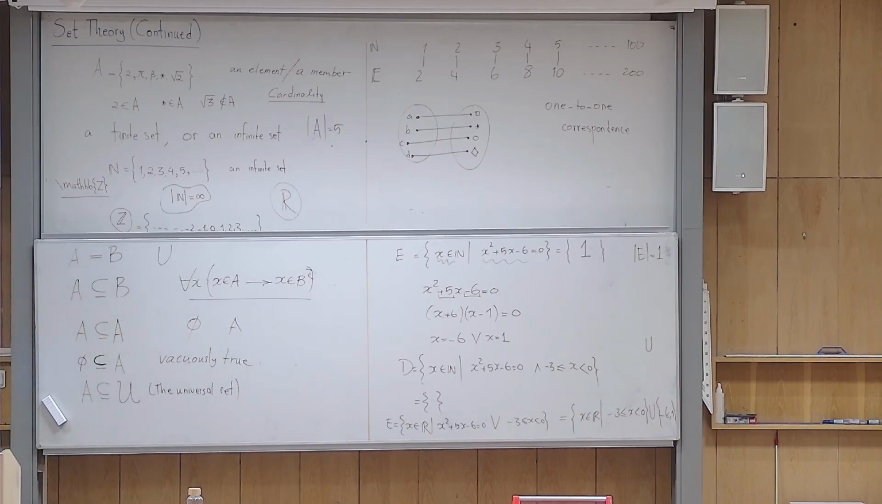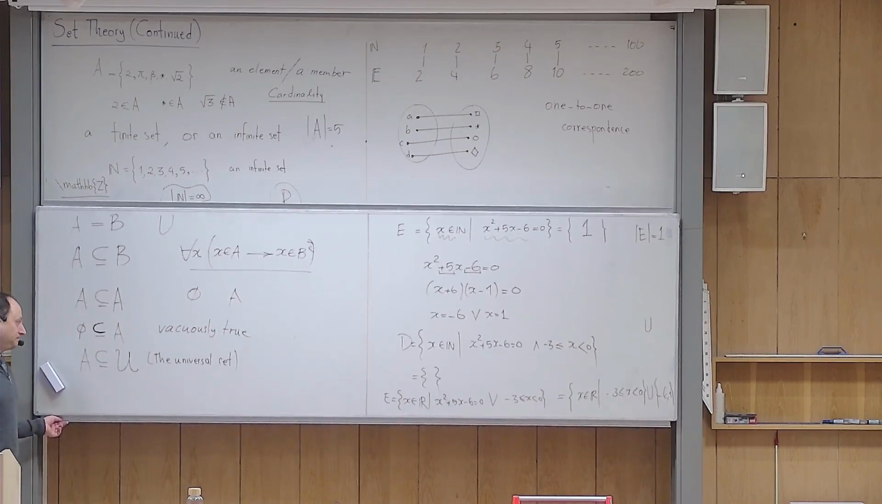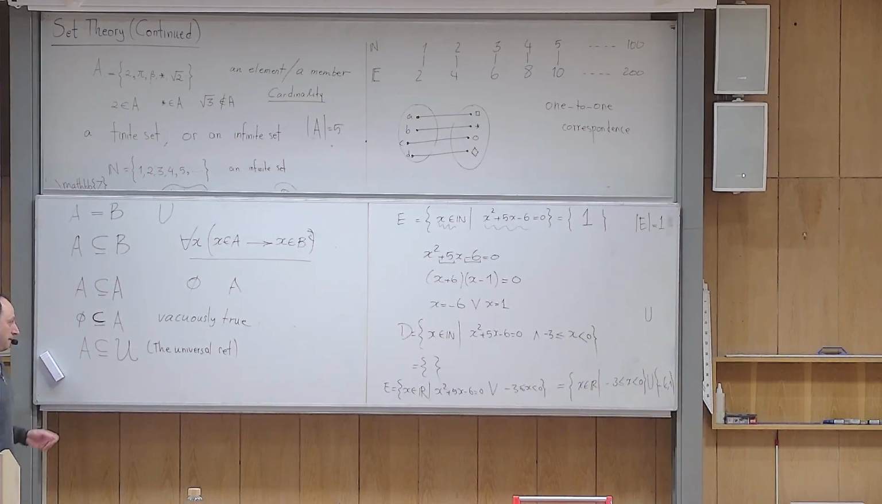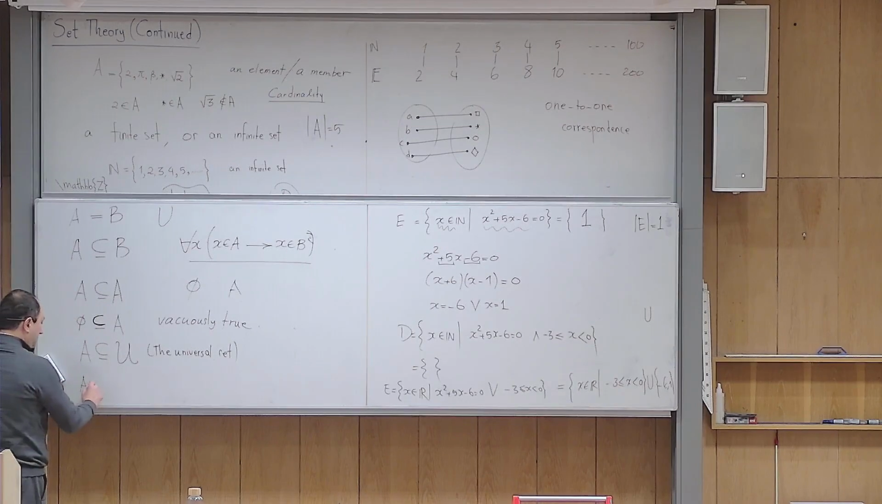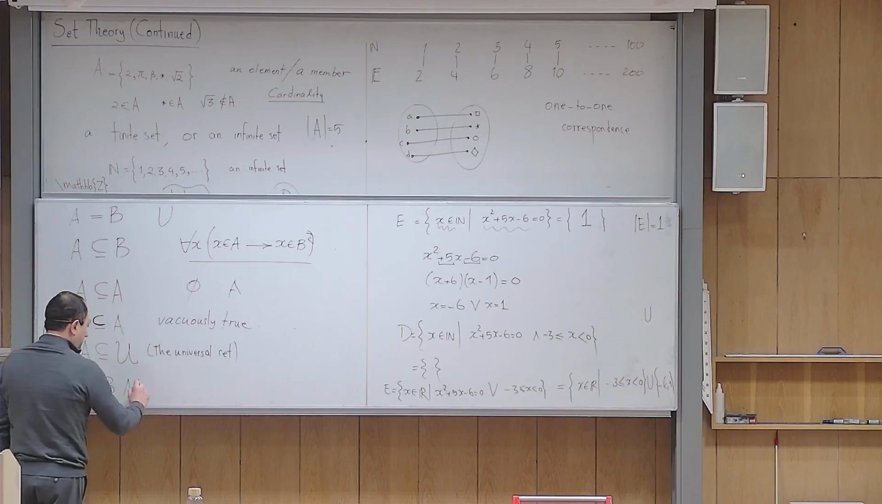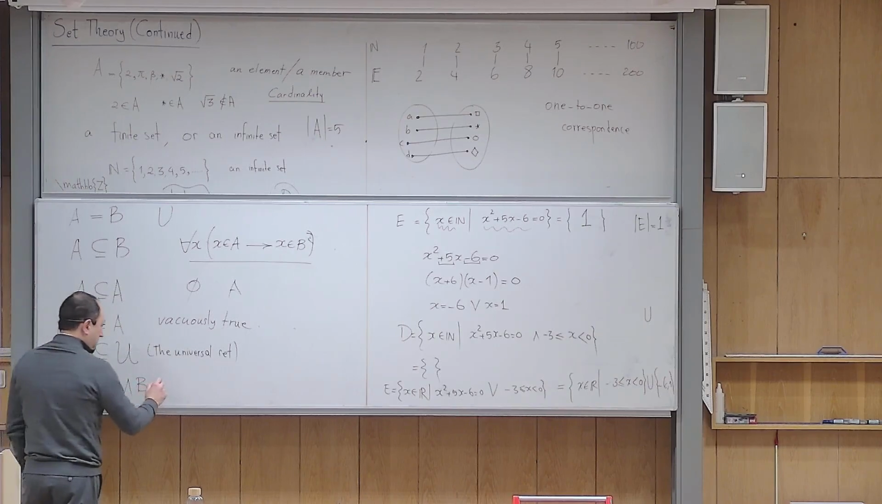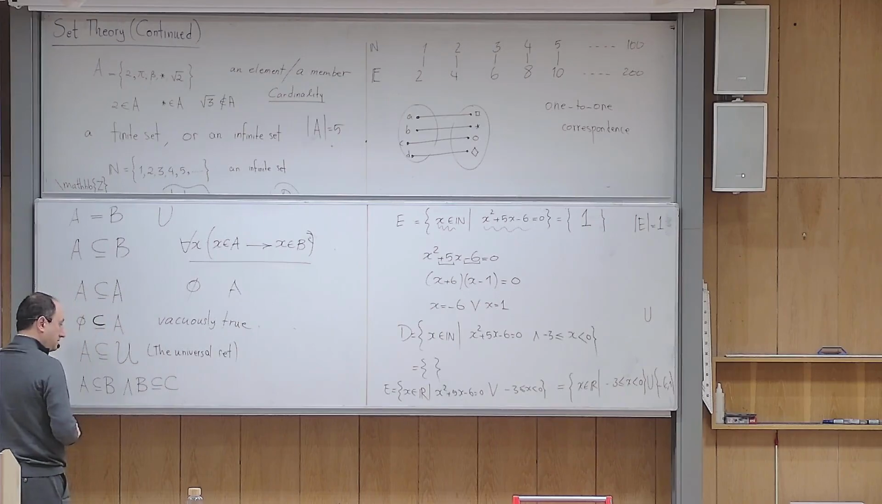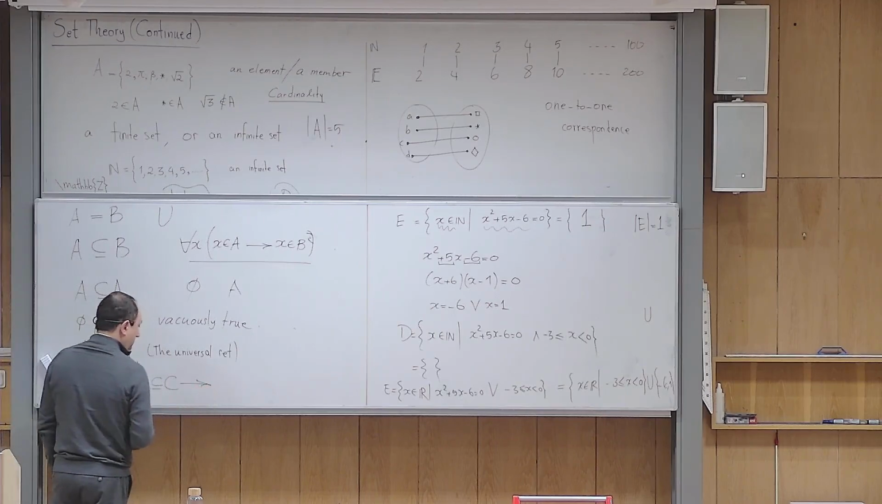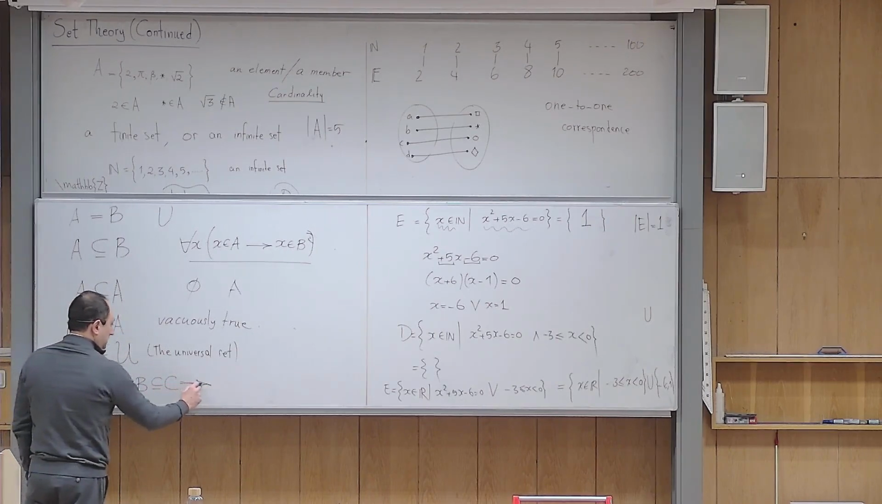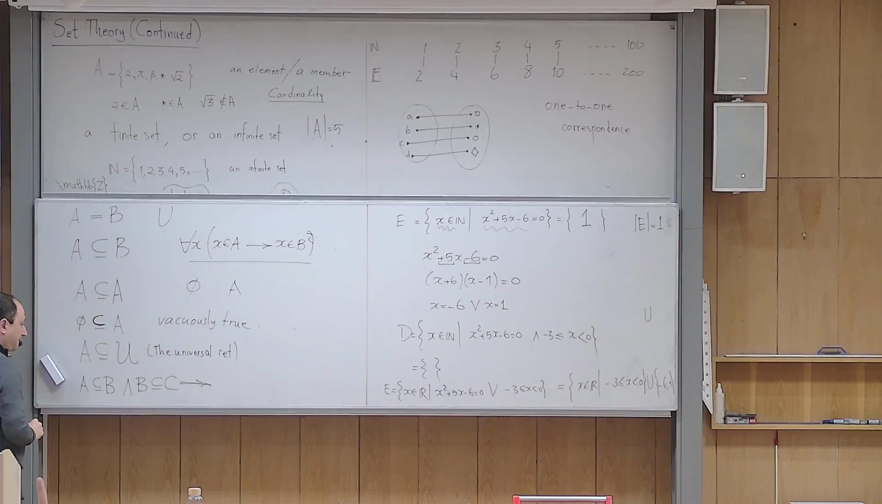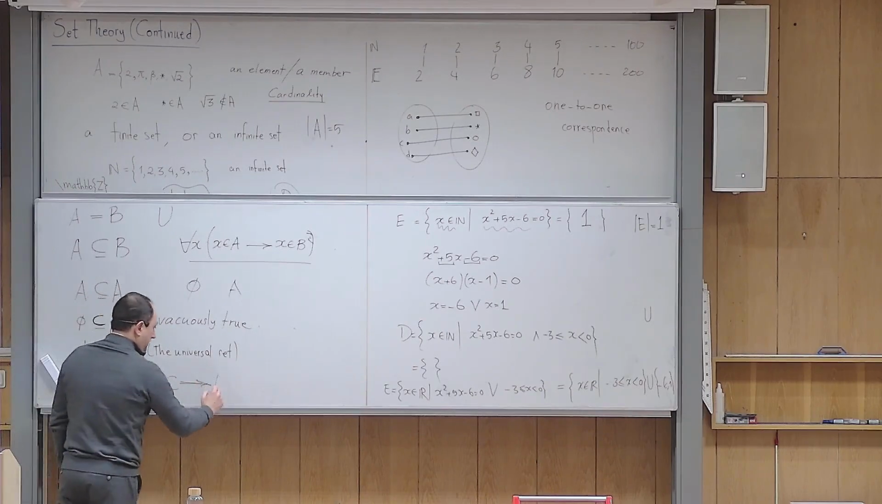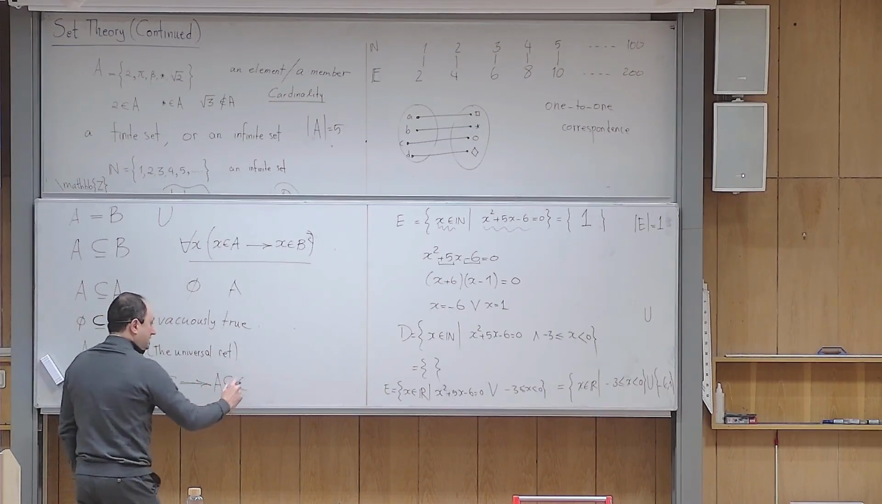Yes? And then we had one more rule, if you remember. What was that? If a set A is a subset of another set B, and then if the set B itself is a subset of another set C, what can I conclude from here? What can I conclude? I can conclude that A is a subset of C. This is called transitivity.